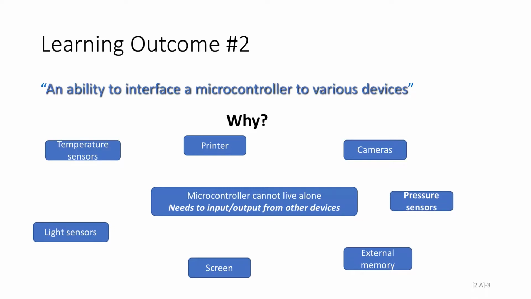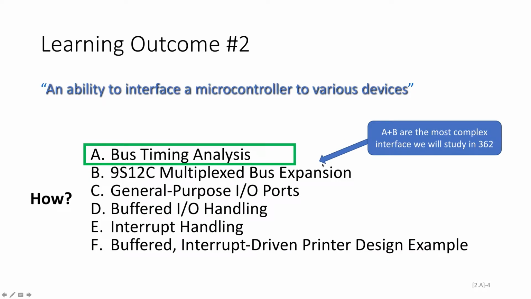One particular interface that we can use is an external memory chip, which is what modules A and B focus on. So the outline of module 2 looks like this, and the reason why this lecture is being created in the first place is that both module A and B are probably the most complex interfaces that we end up studying in ECE 362. A is going to focus on general bus timing. So how do you time a memory interface? What are the general parameters used? And then part B is the specific multiplex bus extension that exists for the 9S12 part that you are going to use in the lab or have used in the lab already.